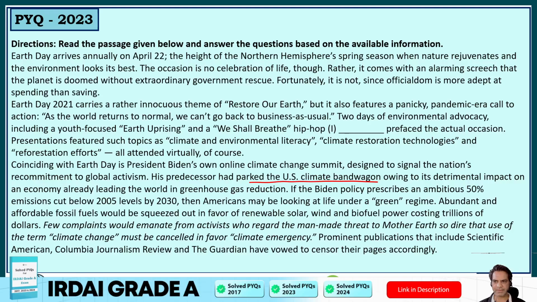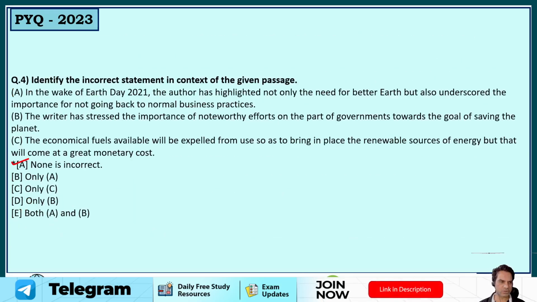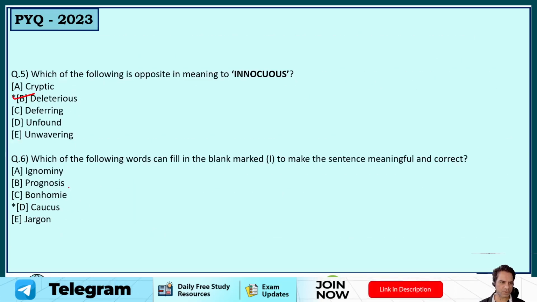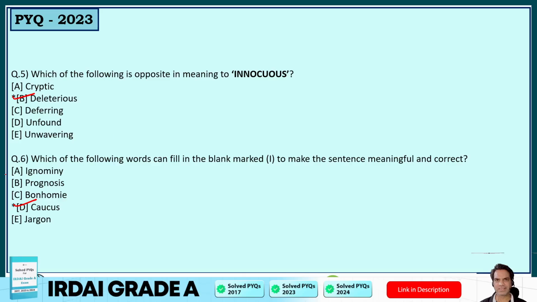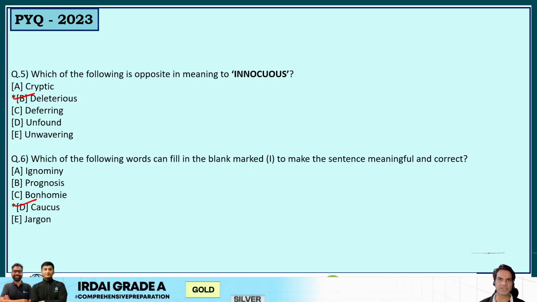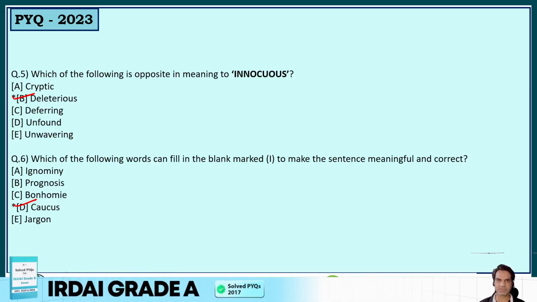2 days of environmental advocacy, including a youth-focused Earth uprising and a We Shall Breathe hip hop dash preface the actual occasion. So hip hop ignominy, prognosis, bonhomie, or caucus. Caucus is loud shouting without any reason. That's caucus, right? Pell-mell, right? Basically when there is loud noise but without any outcome of it. So caucus is the right word. Jargon is informal language. Bonhomie is friendship. Prognosis is something that doctors give to patients before they see them, and ignominy is irrelevant.